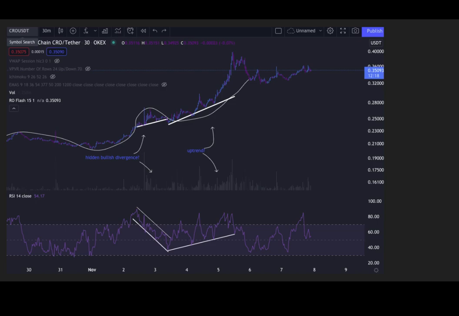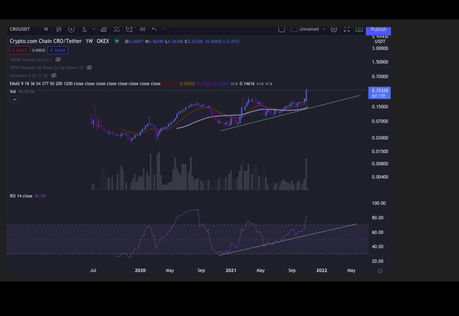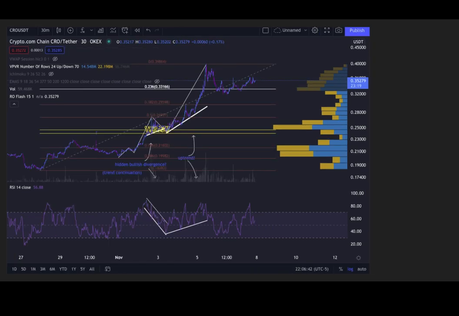30-minute, some hidden bullish divergence, usually signaling continuation in the trend, and I drew an uptrend. Here's my fib levels and EMA inputs. Back to the weekly, we've seen an uptrend on the RSI and on the candles. 30-minute with the VPVR. After I added a fib, it almost cleans up the chart, nicely organized.